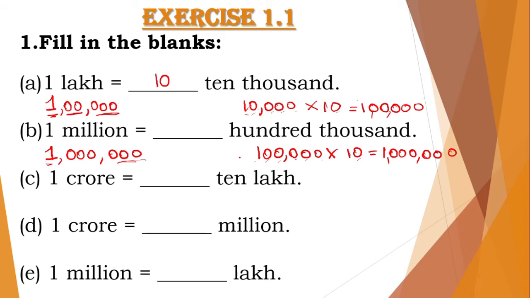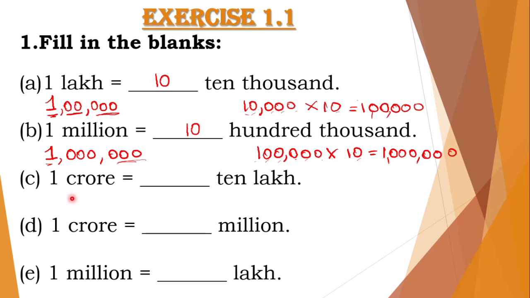So, our answer will be 10. Why will we get our answer as 10? Because if we add 100,000 ten times, we will get 1 million, right? So our answer will be 10. 1 million is equal to 10 times 100,000. Now let's see the next question.